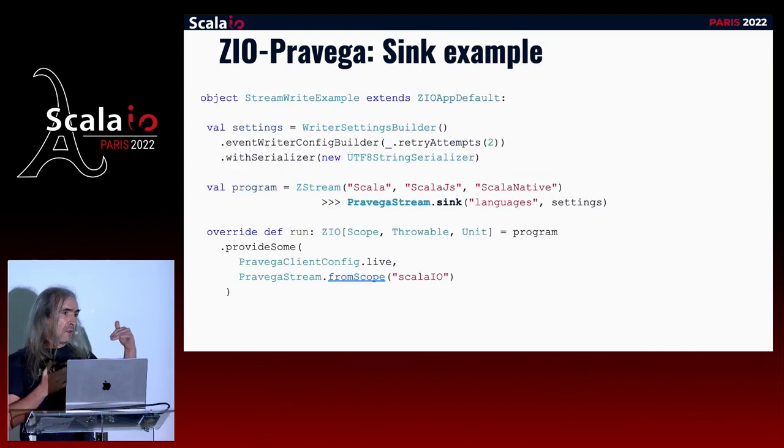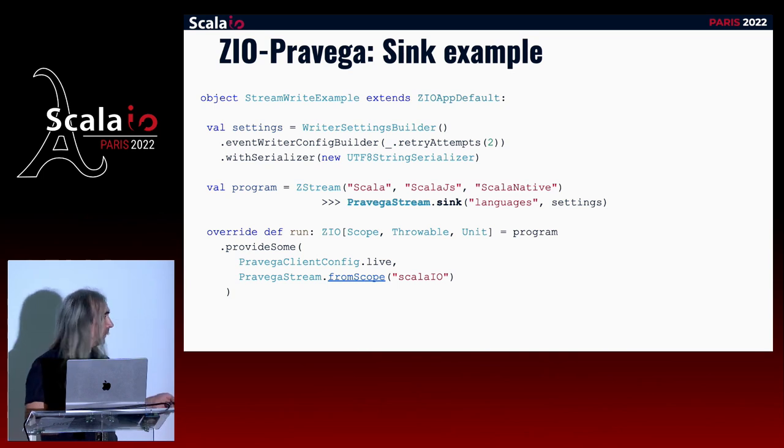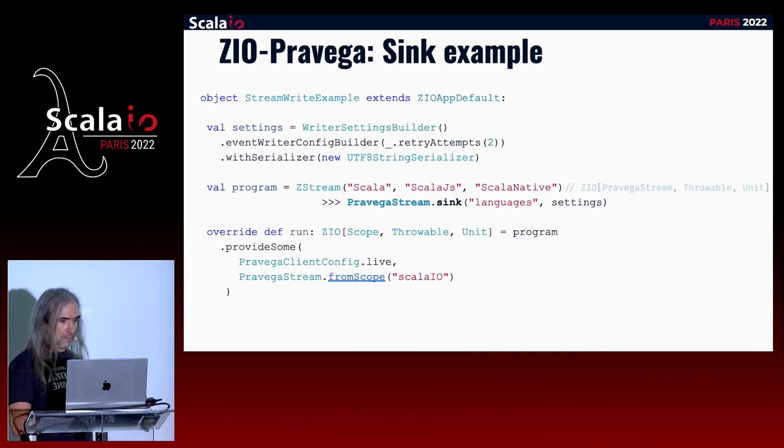From now, I will start from the use case rather than how it's implemented. This is the whole program to write into a Pravega stream. I have my hard coded three strings. I connect them to a sink, languages, with some settings, of course, to handle some details like how many attempts we can do before failing, and of course the serializer because sinks only store byte arrays. Also, I have a program that depends on Pravega stream. Pravega stream must be provided as a layer there.